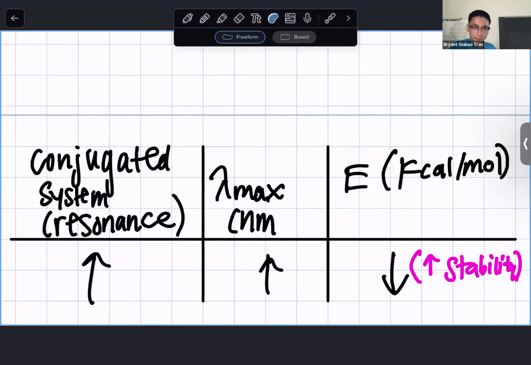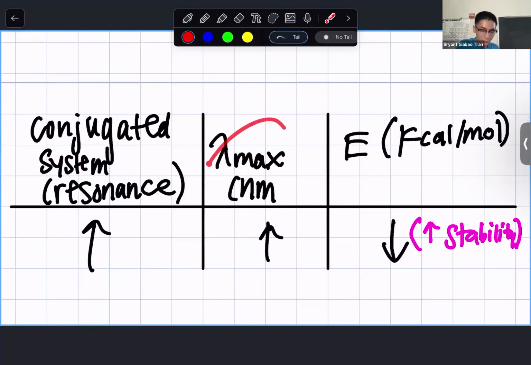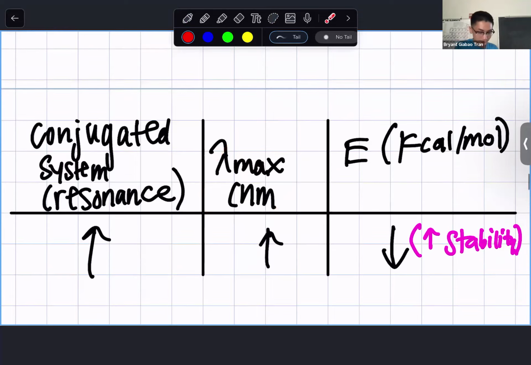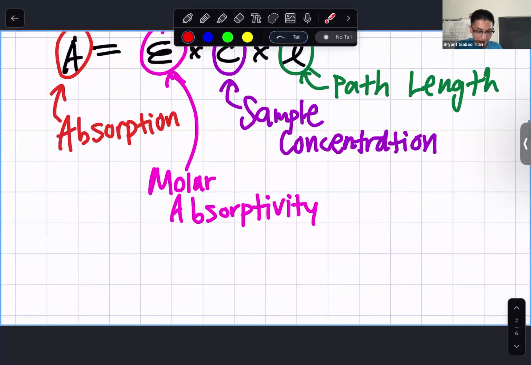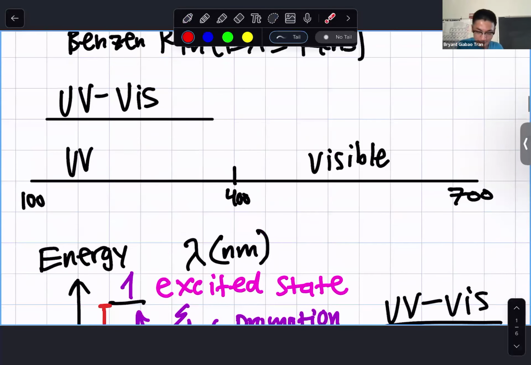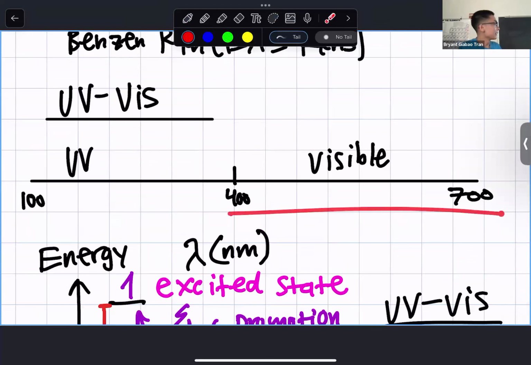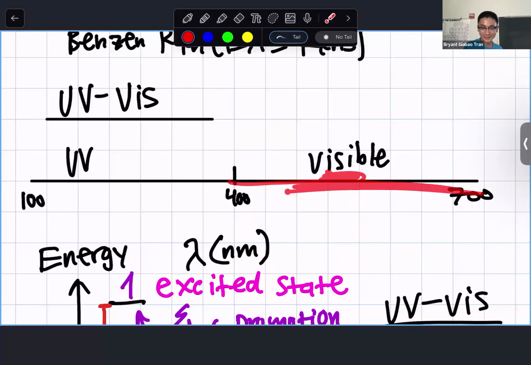We also went over oxychromes, and the wavelength that it absorbs, right? If it lands between 400 and 700 nanometers, it will reflect the complementary color of that. But I don't think that's going to be tested. For example, let's say it absorbs green light, it's going to reflect red light. But I don't think that's going to be tested.